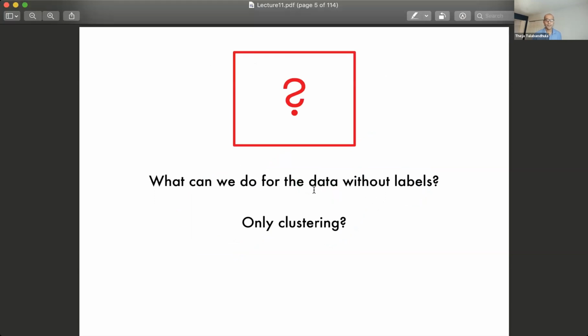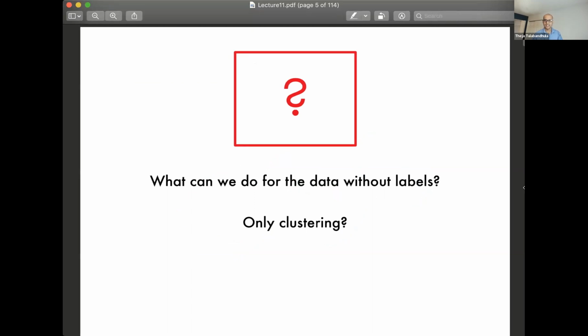I'm trying to keep the chat window next to me so that I can see if there are any questions.